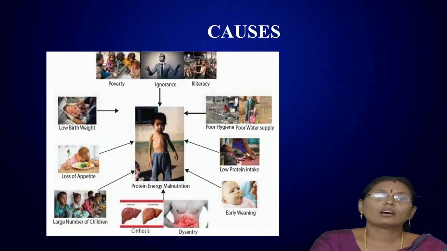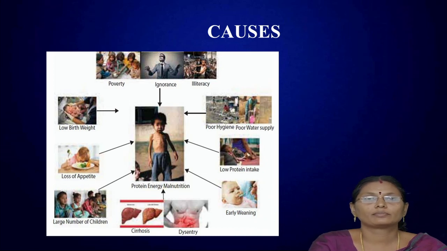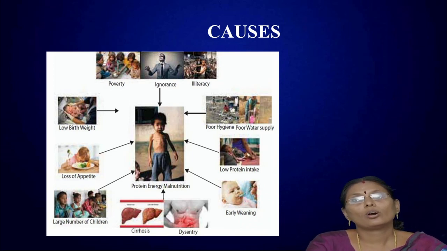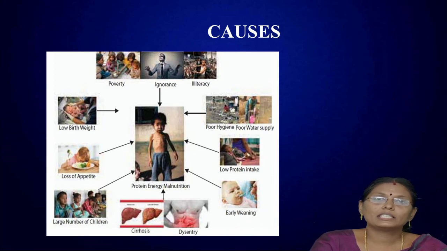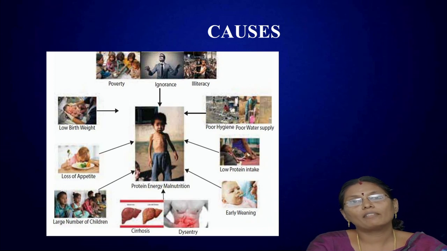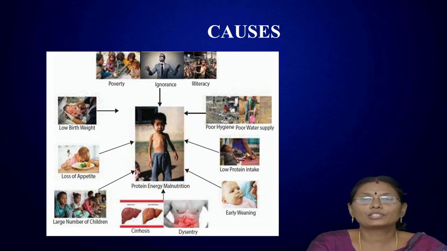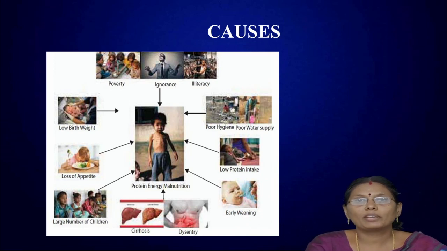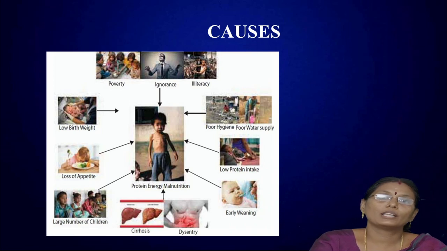Then next we see about the causes of protein energy malnutrition. The diet: a diet deficient in protein and energy causes protein energy malnutrition. Then socio-economic factors. Poverty is one of the main causes, which leads to low food availability. Unsanitary living conditions cause infection that leads to protein energy malnutrition. Lack of awareness and improper child care. These are the socio-economic factors.